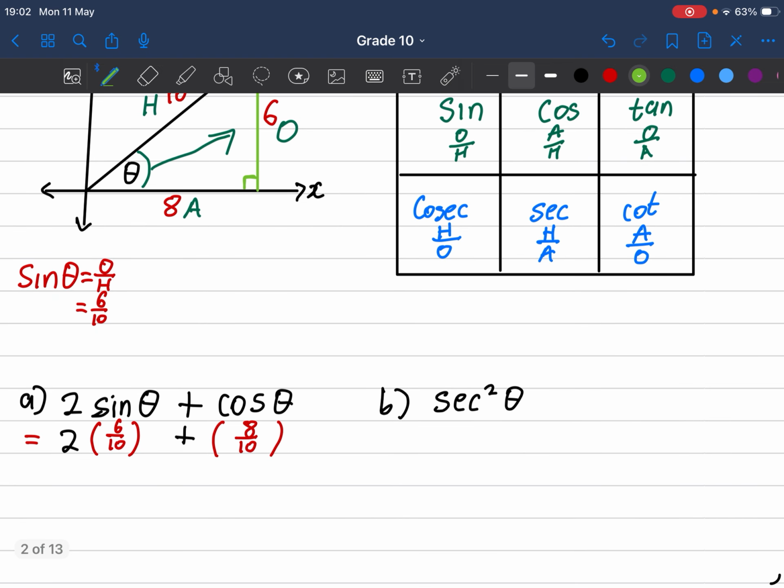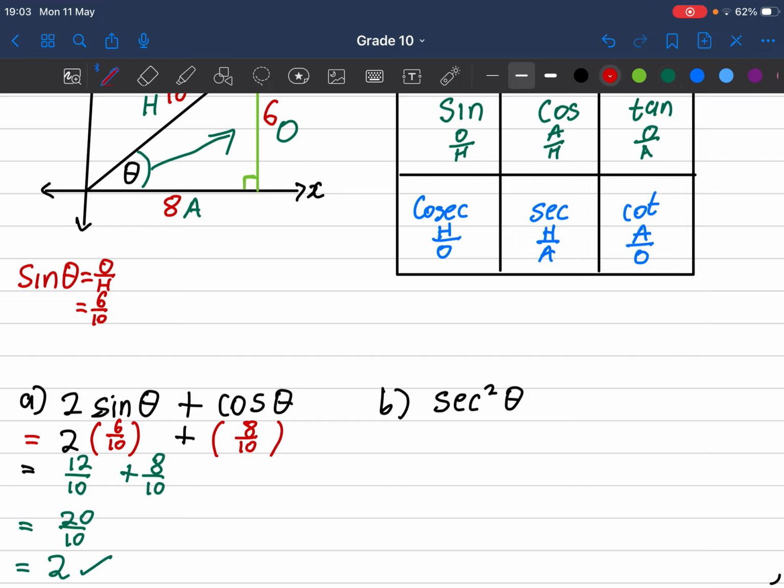We can then simplify this equation using our normal fraction knowledge. So 2 times 6 over 10 is 12 over 10 plus 8 over 10. Because the denominators are the same, we can add them as 20 over 10. 20 divided by 10 is 2. And that's our final answer.